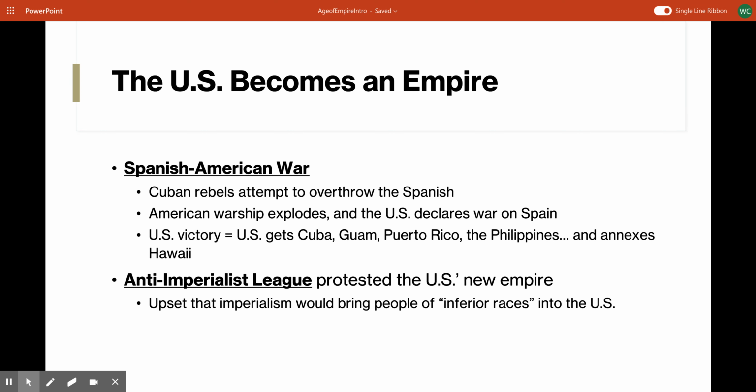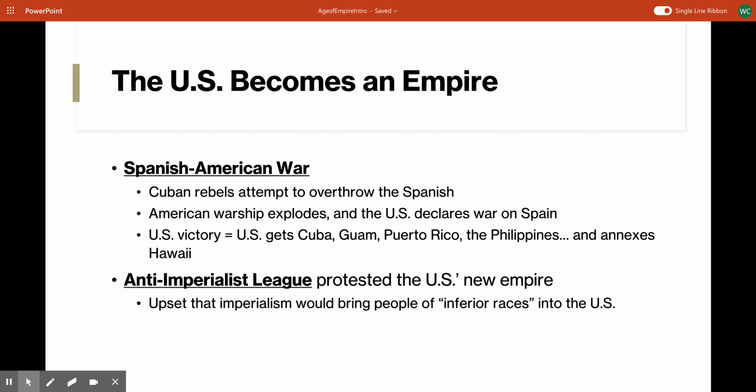And not everyone was happy about the United States' new role as an imperial power. There was this irony that a former colony, which had once rebelled against a distant government across the ocean, was now governing distant peoples. And this irony was not lost on many people who were alive during this period. And others protested that imperialism would include people of inferior races in the United States.